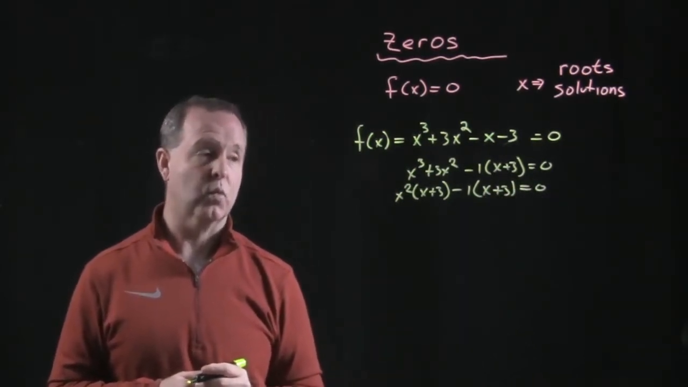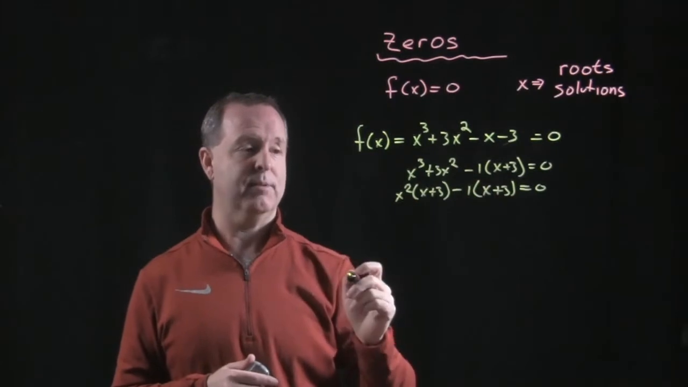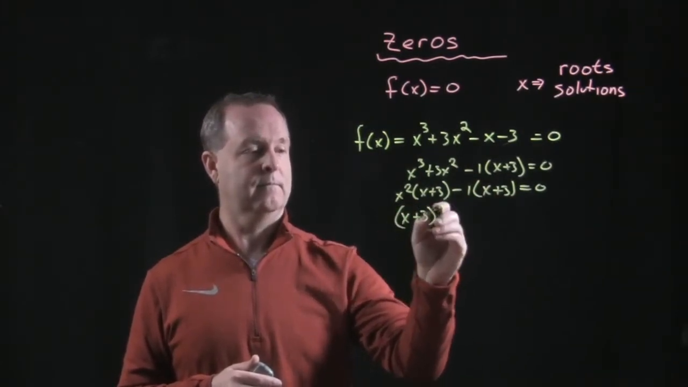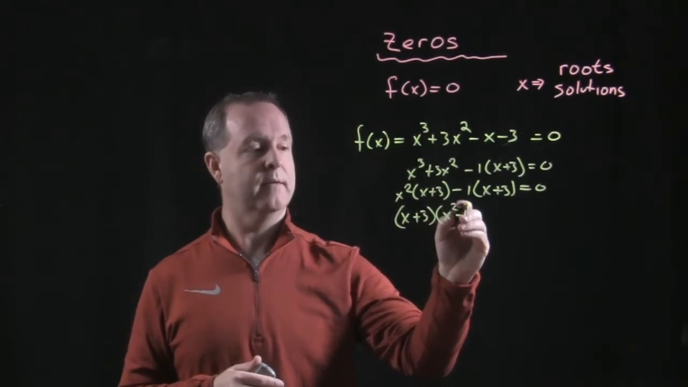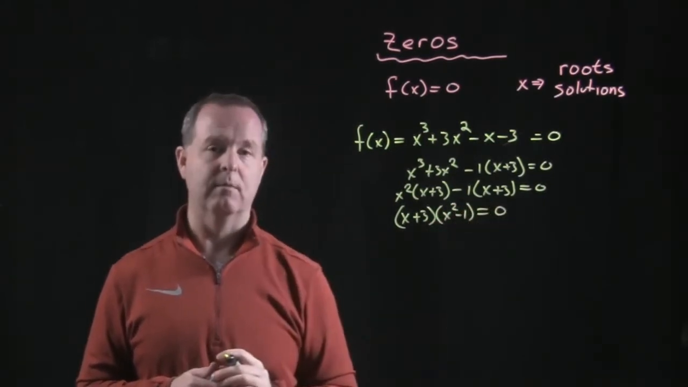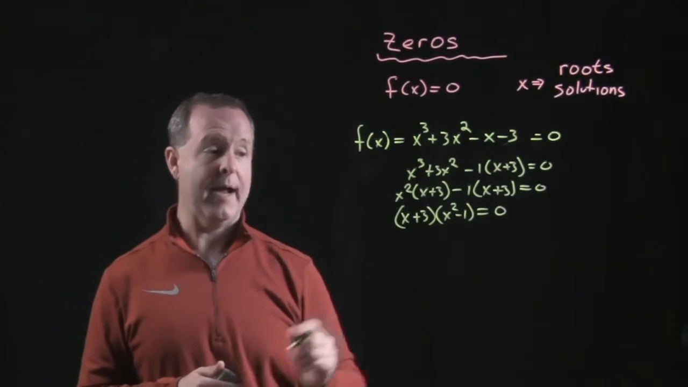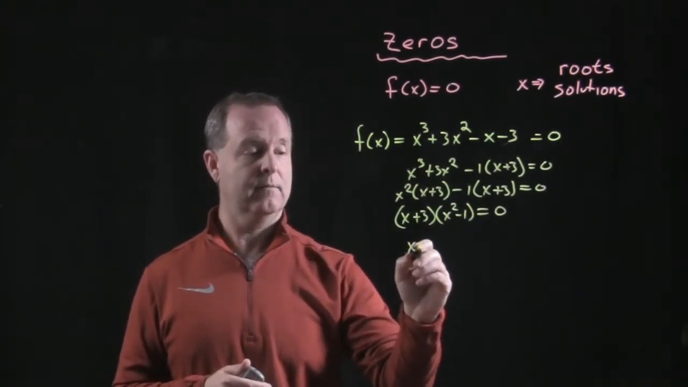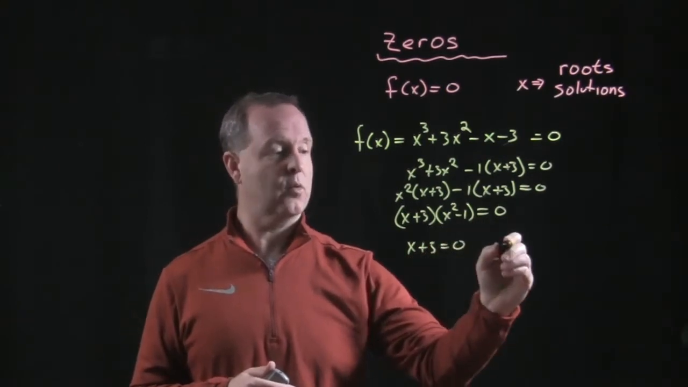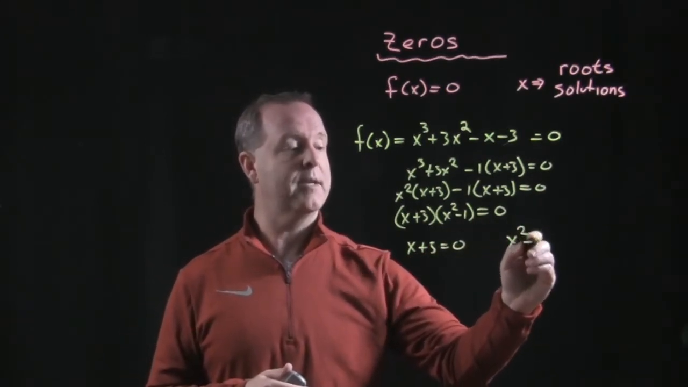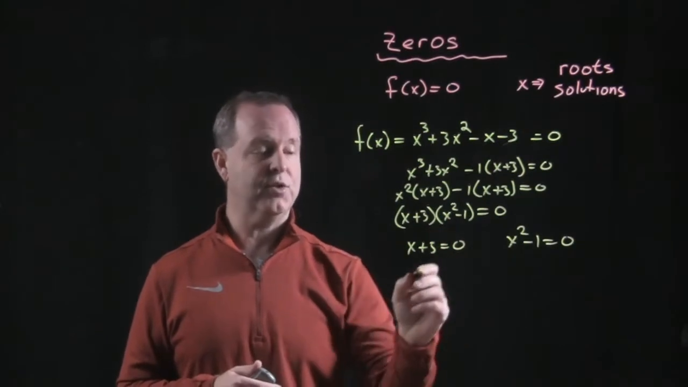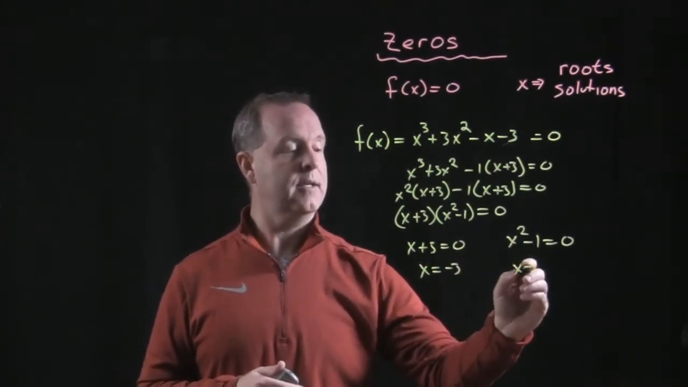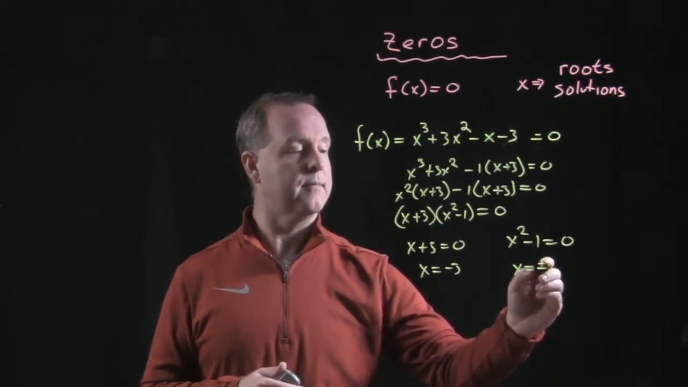I can see grouping is working now because now I can factor out an x plus a 3. And I'm left with an x squared minus 1 equals 0. Now that it's in factored form, I know that either the first pair, x plus 3, has to equal 0, or x squared minus 1 has to equal 0. That's true at x equals negative 3, and that's true at x equals plus or minus 1.